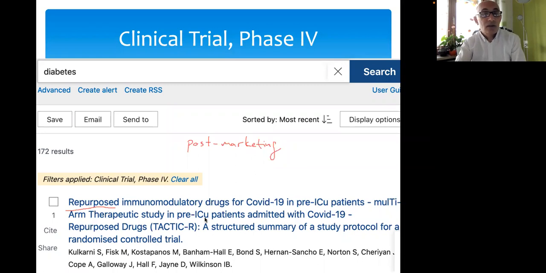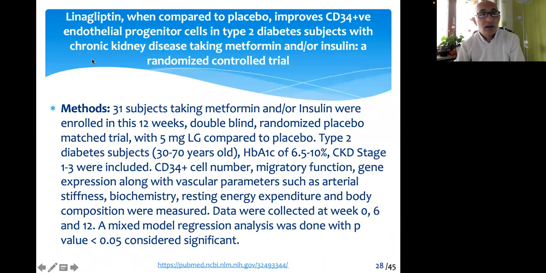Immunomodulatory drugs, for example, in COVID-19. And an example here is linagliptin compared to placebo, whether it improves the progenitor cells. Progenitor cells, what are these? These are cells which have the potential to convert into other cell types, like the stem cells.